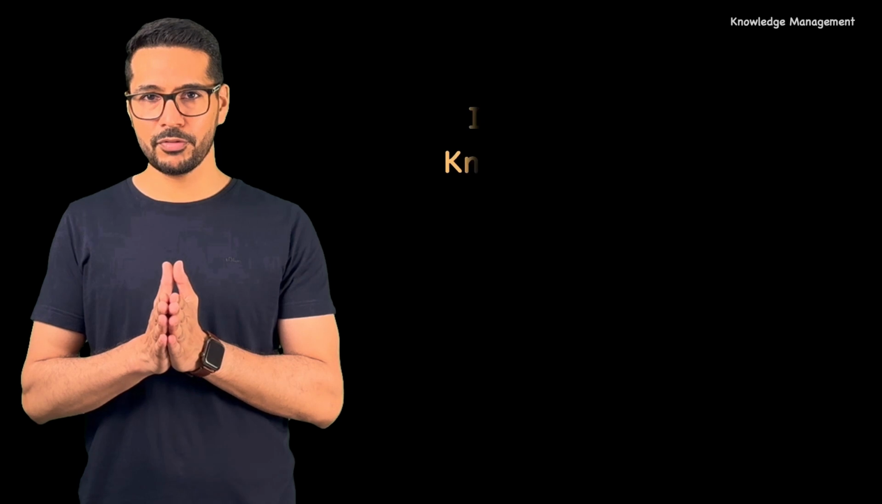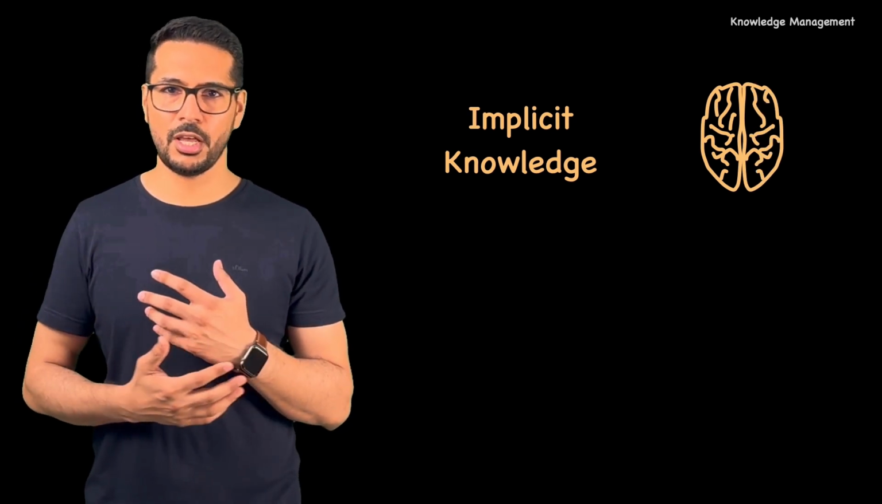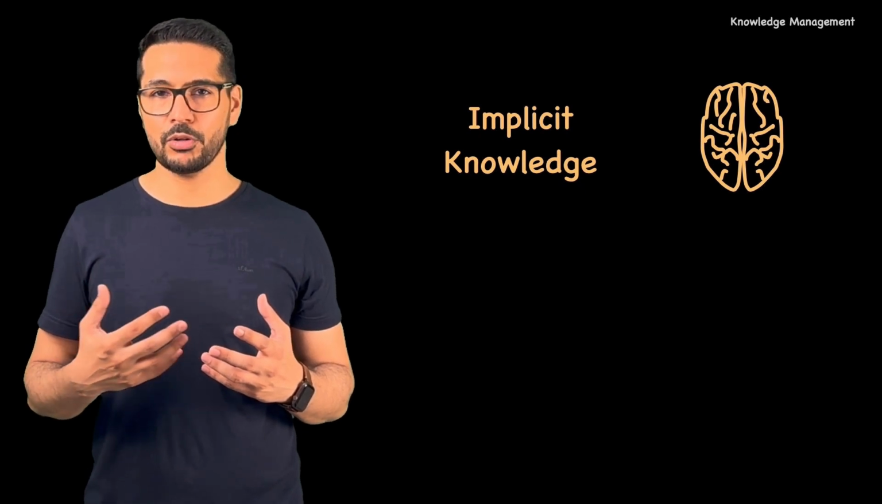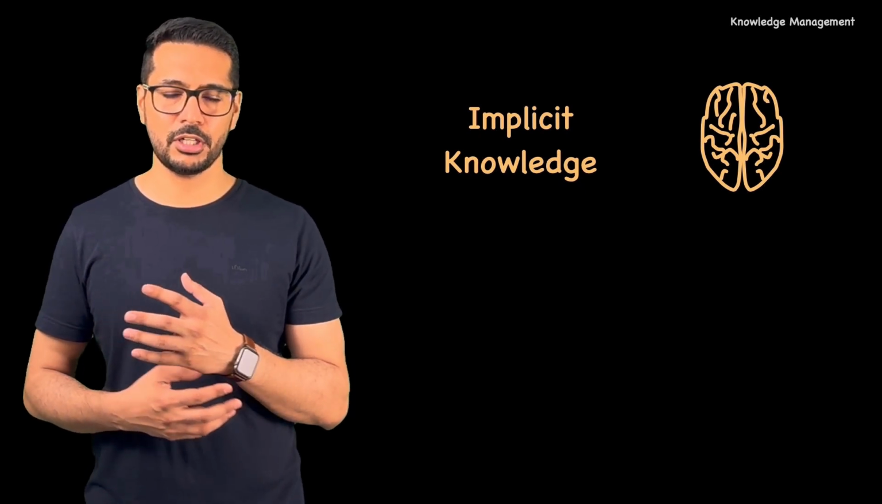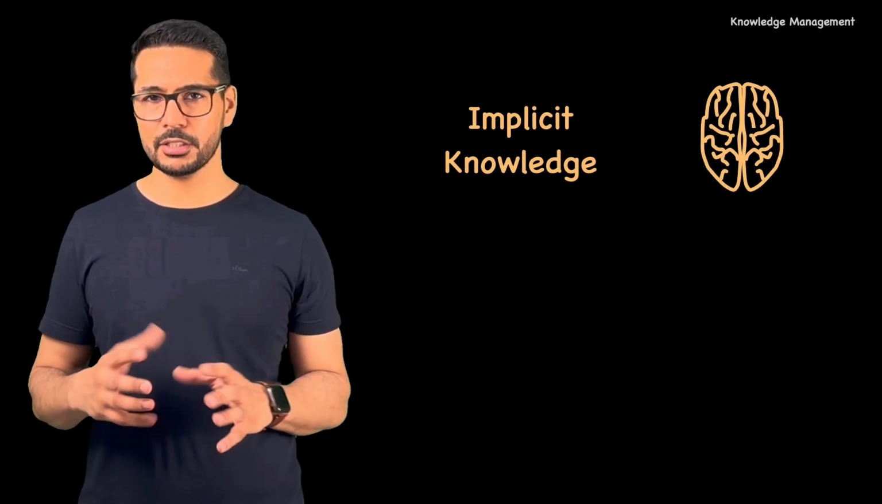There are 2 types of knowledge, as we discussed: implicit knowledge and explicit knowledge. Implicit knowledge is what experts have in their brain. It's always changing. Depending upon the situation, as the parameters and conditions change, they have to use their knowledge in order to perform the task.